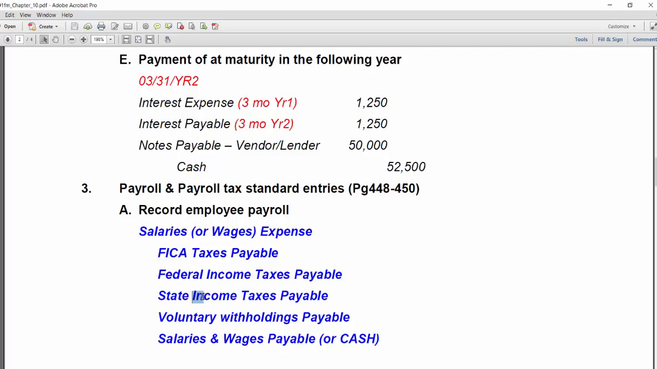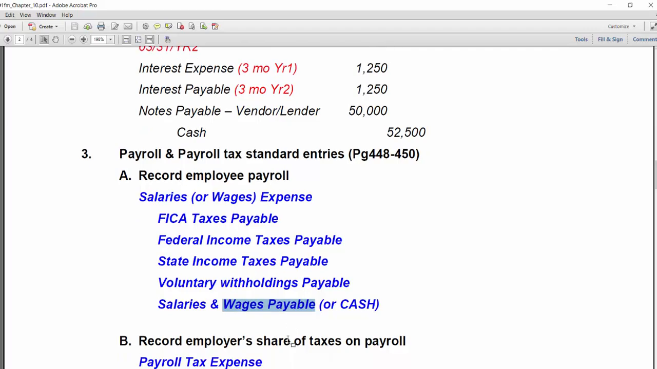The employee's withheld state income taxes, also payable, also gets credited. And then if there are any other withholdings that the employee decided they wanted to do, that's voluntary withholdings, those would get credited too. Finally, salaries and wages payable or cash for the net amount of the paycheck, basically.